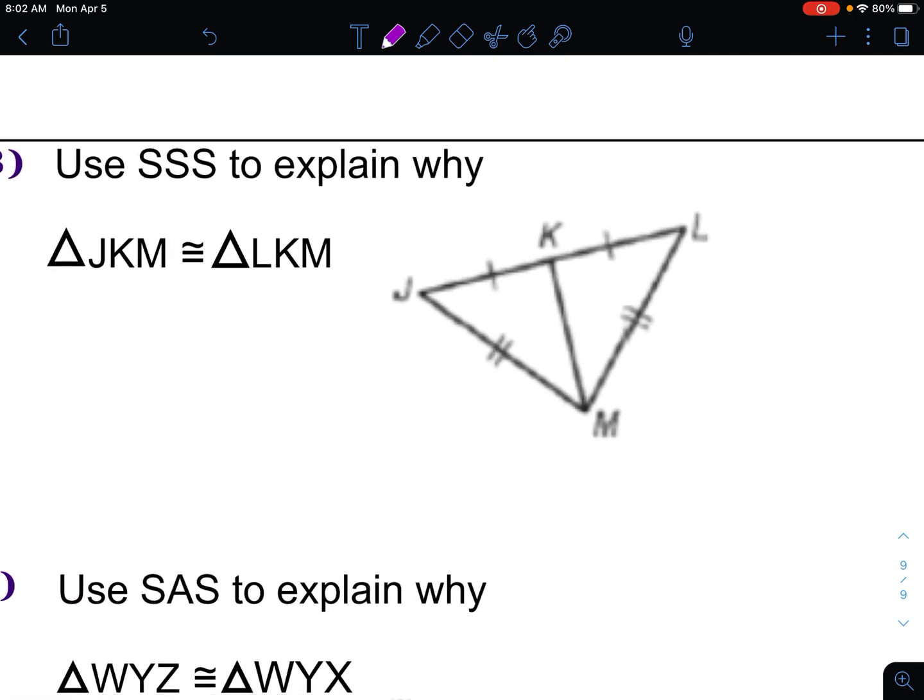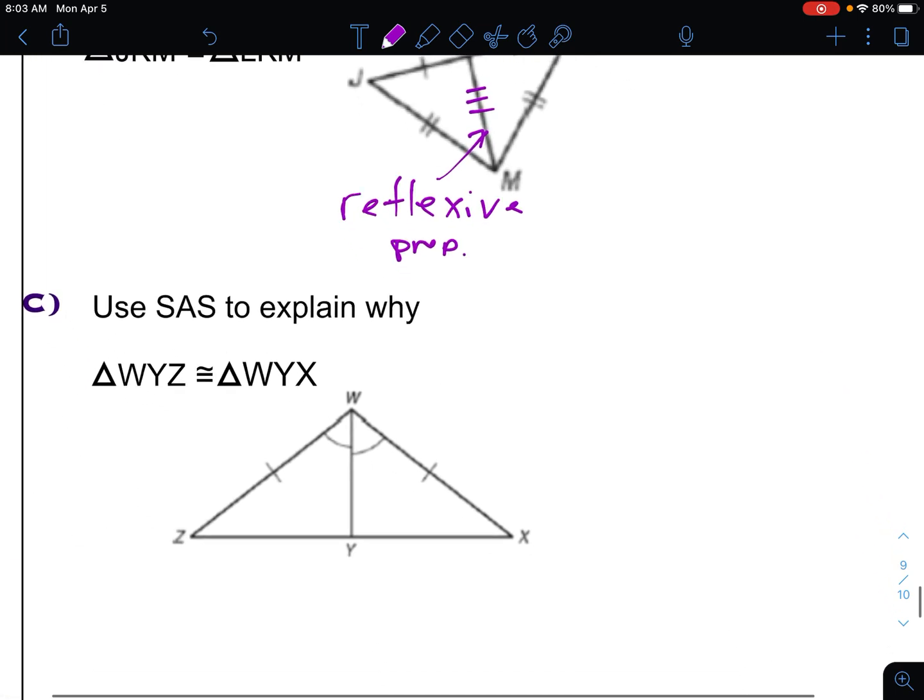So use side, side, side to explain. So it's telling us that there's a third side congruent. How do I know that? What property? Reflexive. Okay, we could see that this two, we would set up a 2-column proof. They already gave us two sides. The third side's congruent because of the reflexive property.